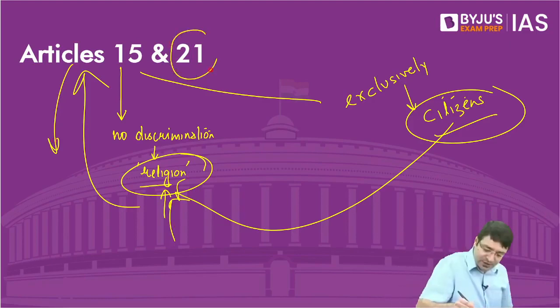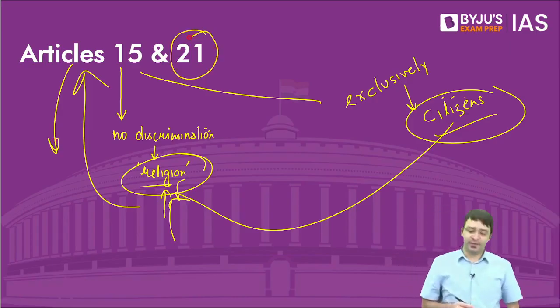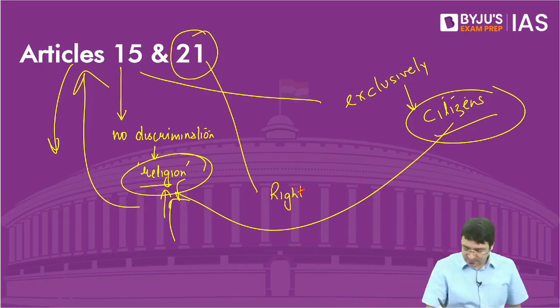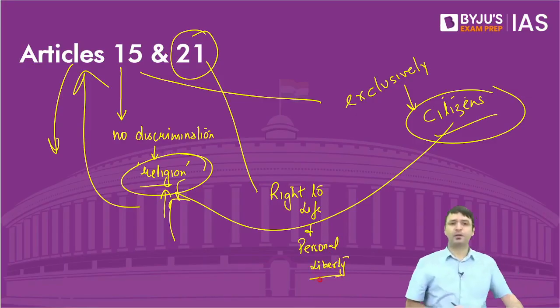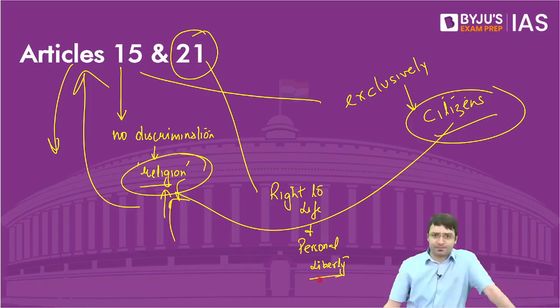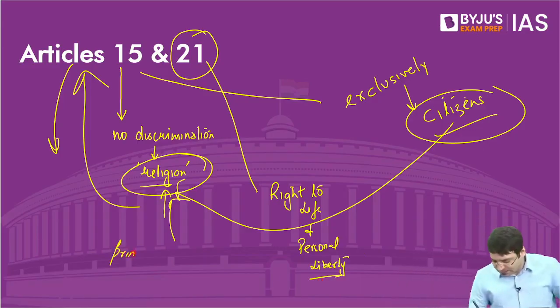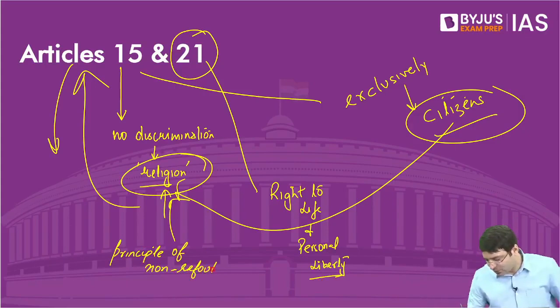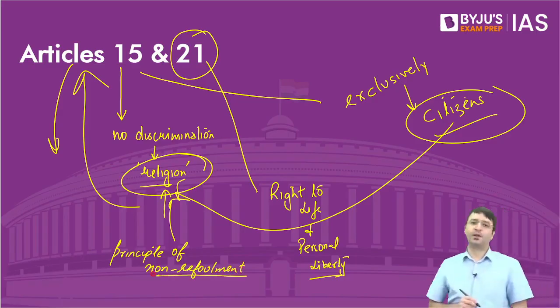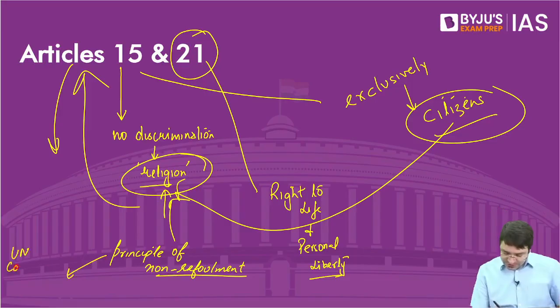Then there are others who say Article 21 is violated. What is Article 21? Right to life and personal liberty. Which is also available to foreigners. And these individuals specifically point to a principle known as the principle of non-refoulement, which is mentioned under the United Nations Convention on the Rights of Refugees.